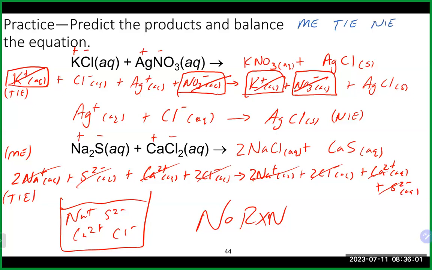All right, so again, it sometimes happens, and obviously this would be much like what you did yesterday, with some of those ones where you put them together and you did not see a solid form. Basically, all the ions are still floating around in the solution part, and nobody's coming together to make a solid. Any questions on those two?